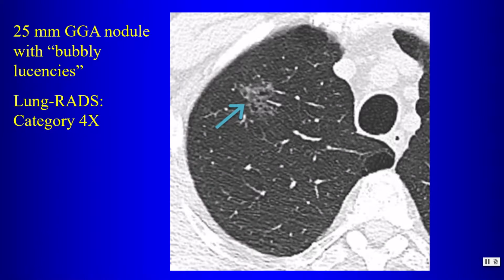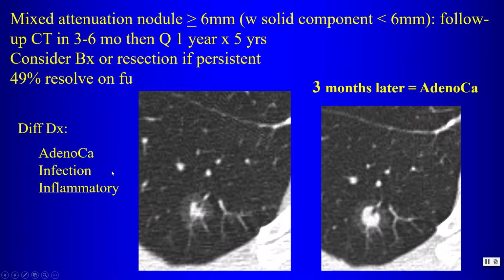Consider biopsy or resection. Now, another feature in a nodule that can increase your suspicion for malignancy is bubbly lucencies. So if we see bubbly lucencies like this within a nodule, that also increases our suspicion for malignancy within a pulmonary nodule. And for Lung-RADS, that can bump up the Lung-RADS score to 4X.